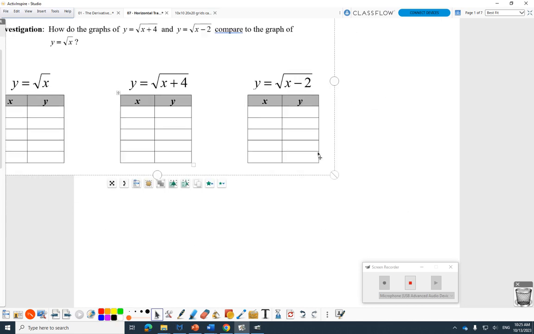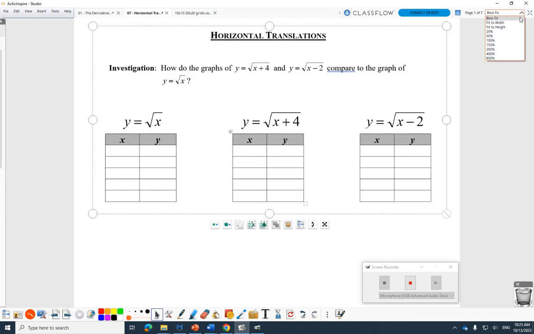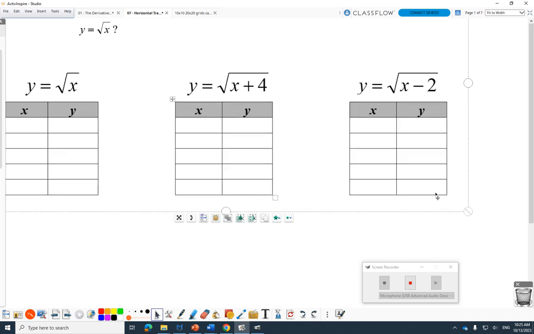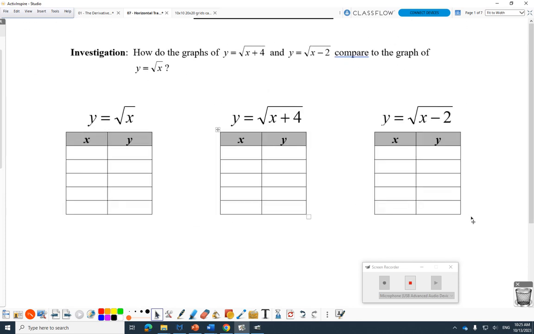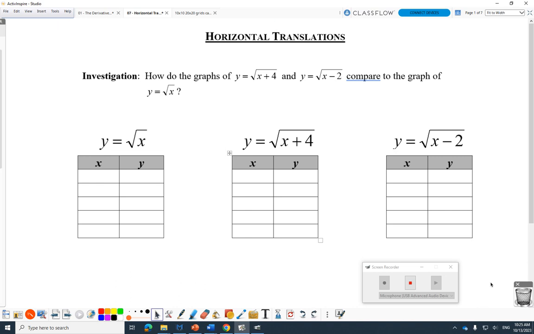Sorry, I'm just moving this around to fit on my screen better. And I've tried to maximize zoom on these so people could see easily.